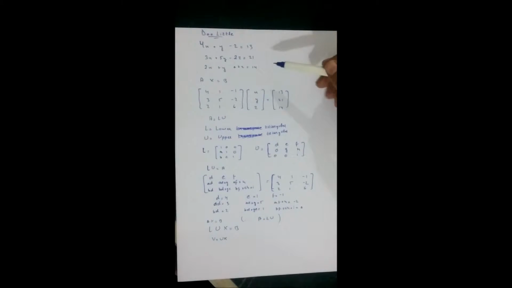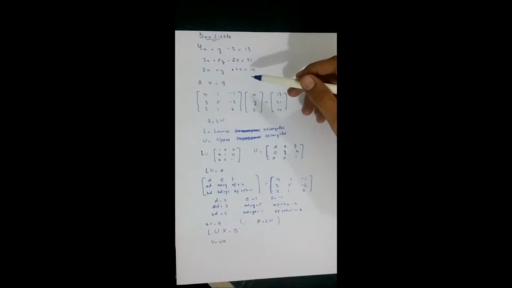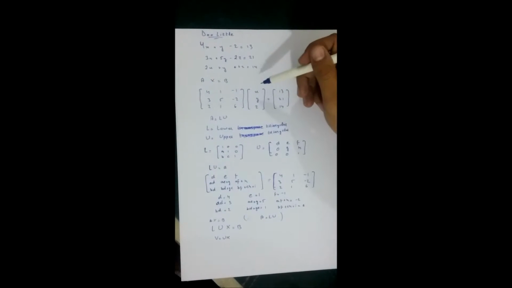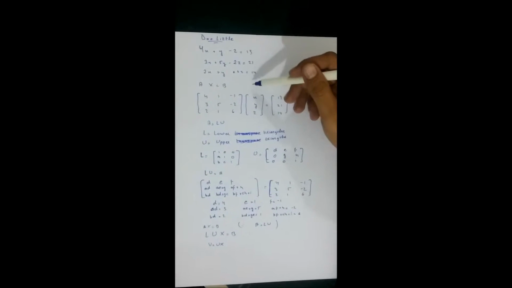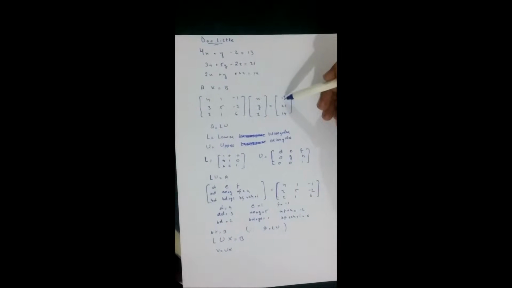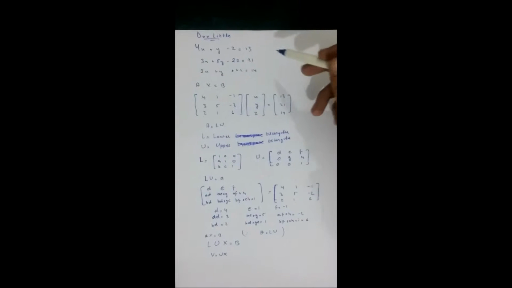System of linear equations using Doolittle's method. We have got three equations in which there are three unknowns. The system of linear equations has a general form of Ax = b, where A is the coefficient matrix of the system, x is the set of unknowns, and b is the value on the right hand side.